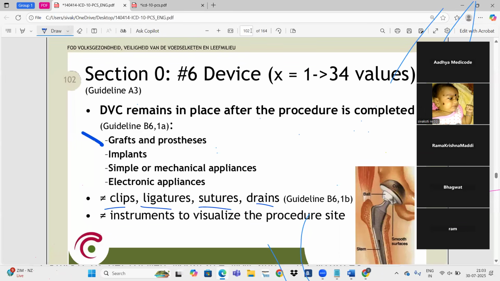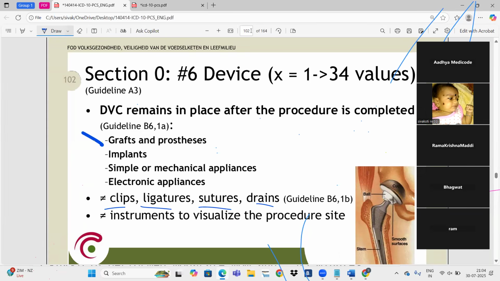Then simple or mechanical appliances. Then electronic appliances like pacemakers, catheters, defibrillators, and prosthetic joints like joint replacements. Nowadays, a lot of people are doing these joint replacement surgeries, no? Knee replacement, hip replacement, they will replace with prosthetic joints. Graft like bypass graft. These are considered as devices.